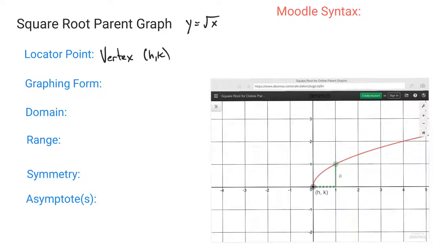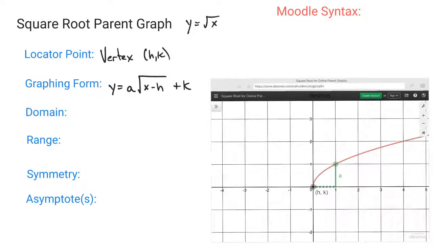You can stretch a up, I should say, and you can compress it down, and then you can also make it negative, and it's still only going to be half of that parabola. So your graphing form is going to be y equals a times the square root of x minus h, where the x minus h is all underneath the square root, and then outside of it is the plus k.